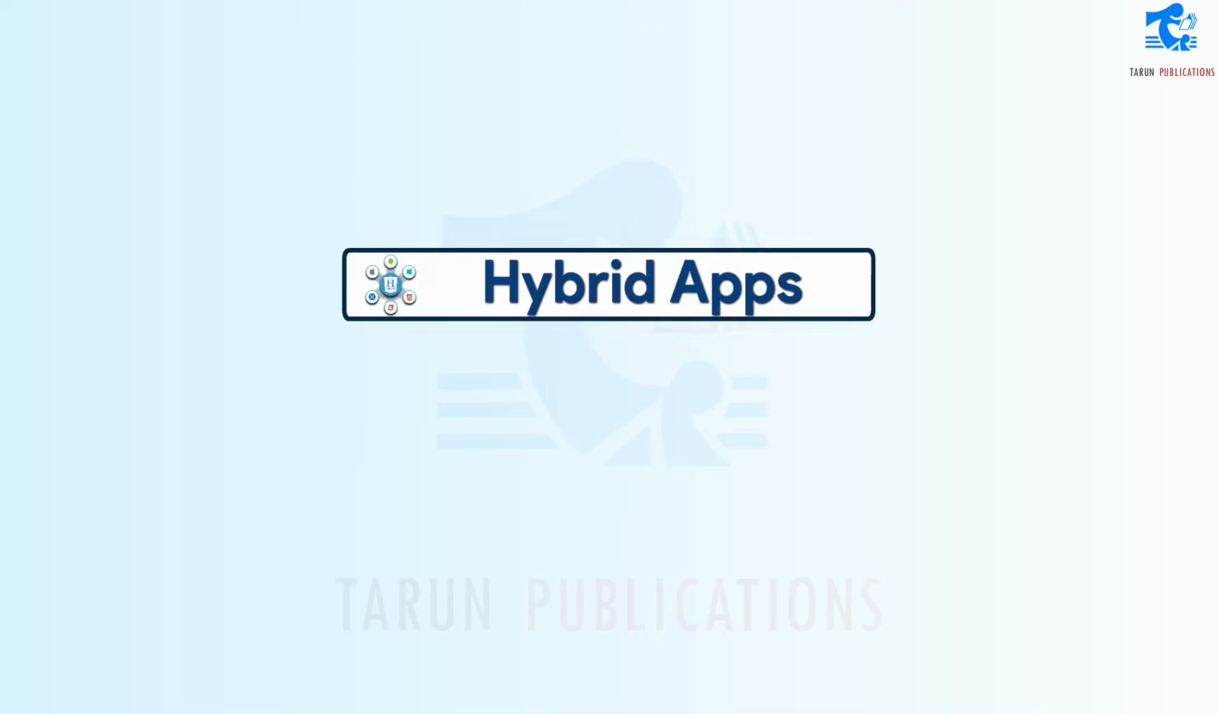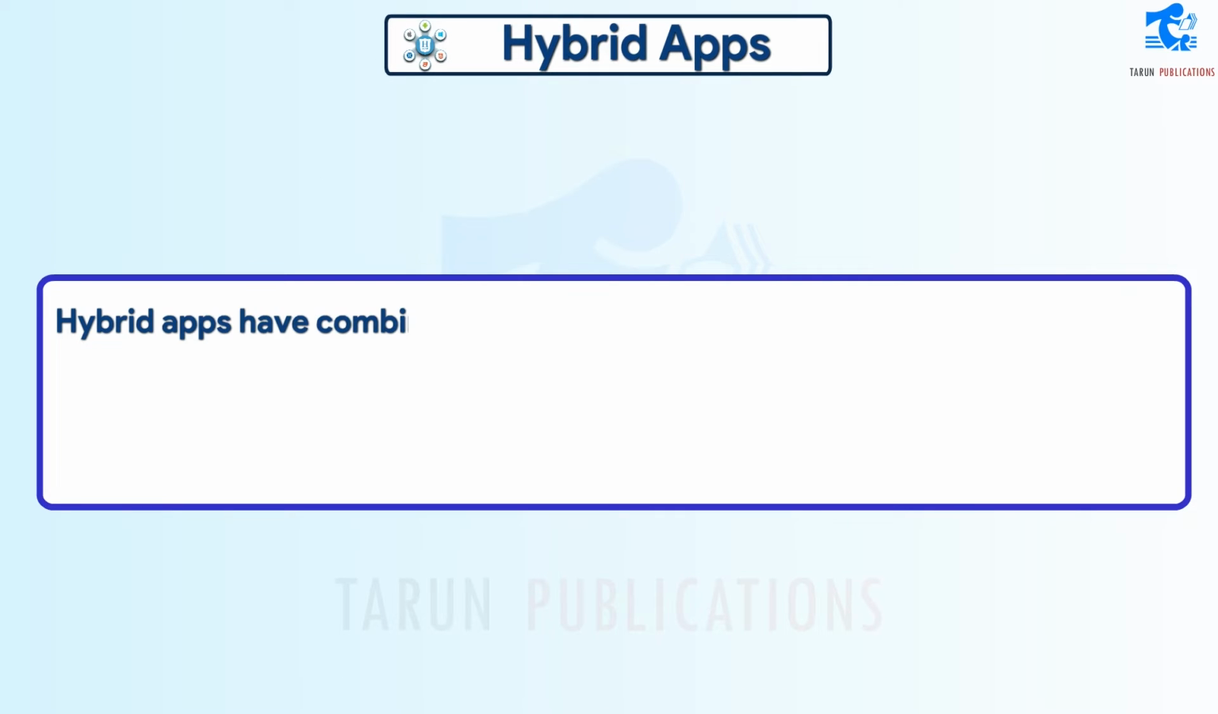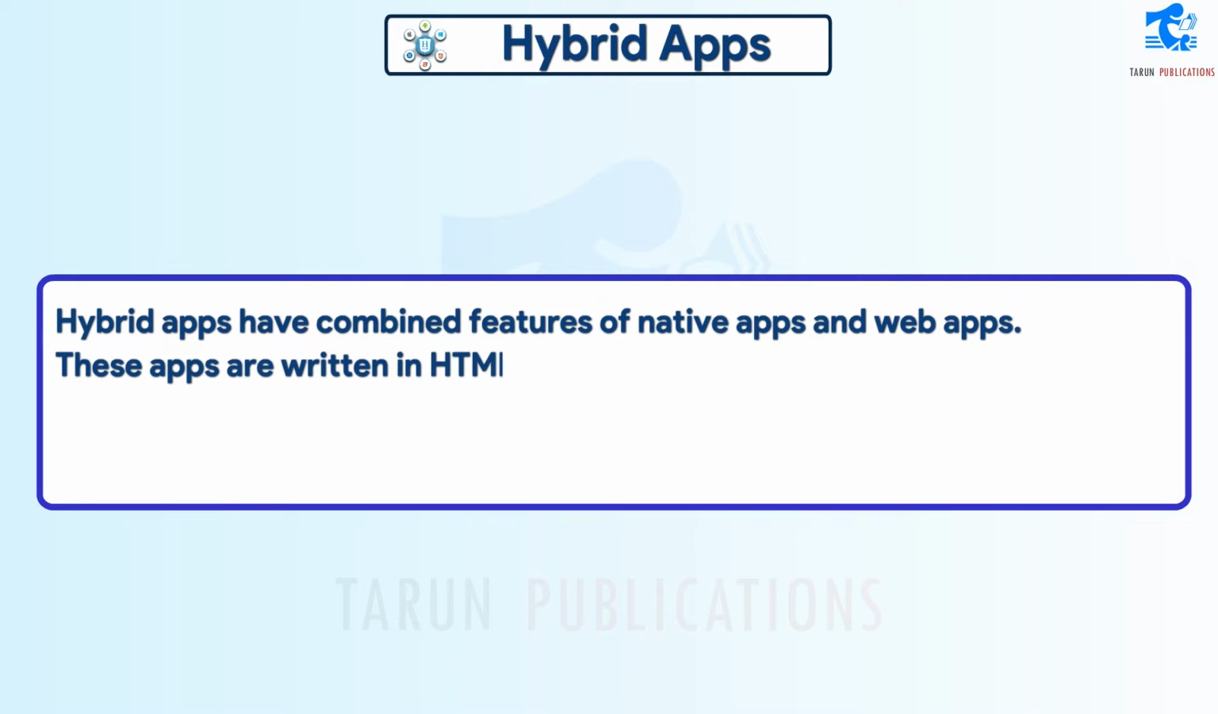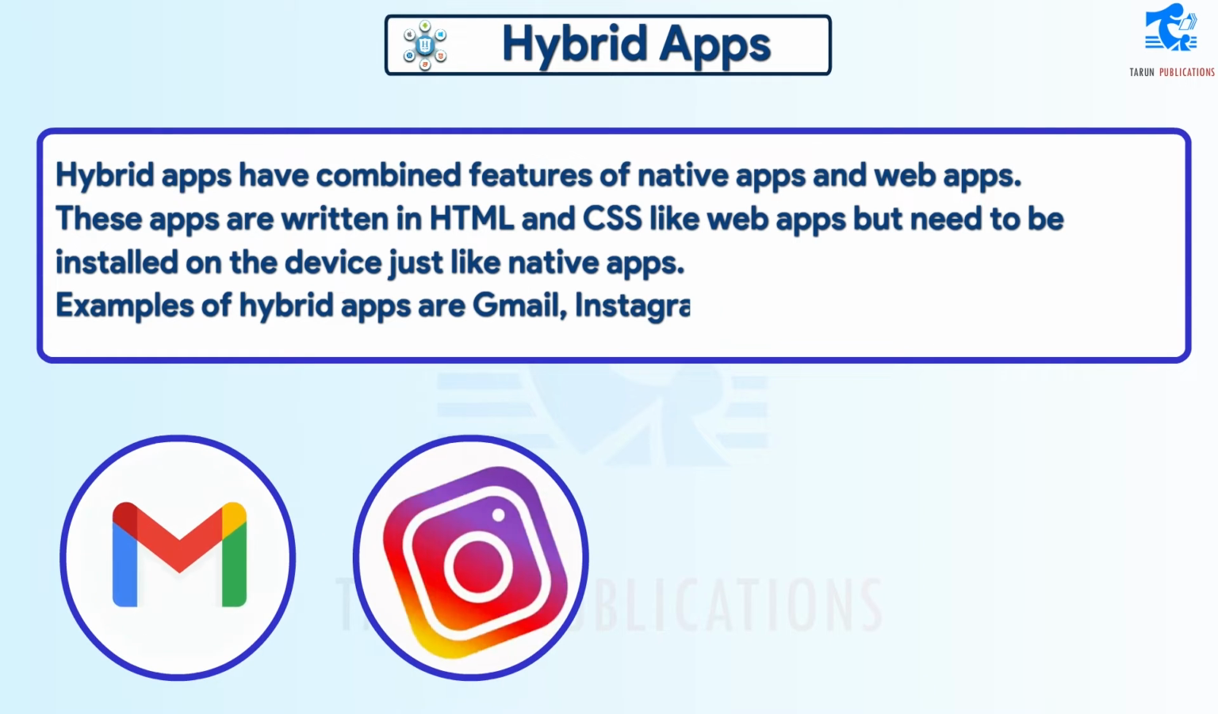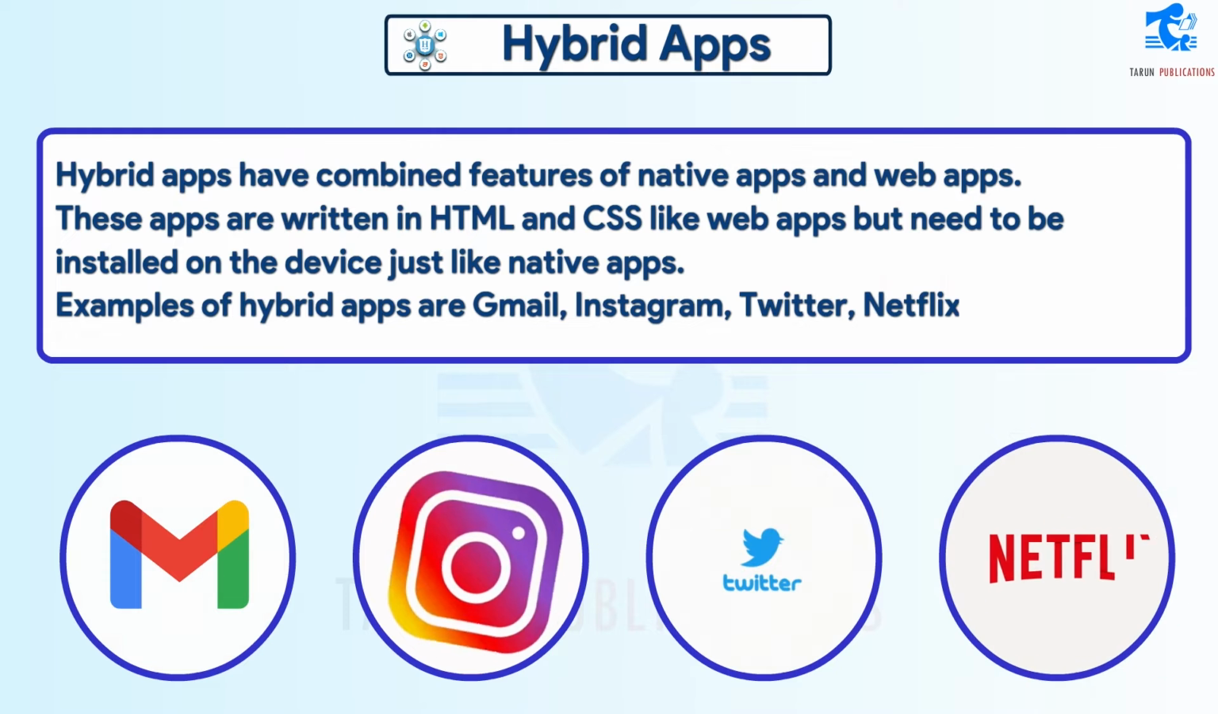Hybrid apps. Hybrid apps have combined features of native apps and web apps. These apps are written in HTML and CSS like web apps but need to be installed on the device just like native apps. Examples of hybrid apps are Gmail, Instagram, Twitter, Netflix, etc.